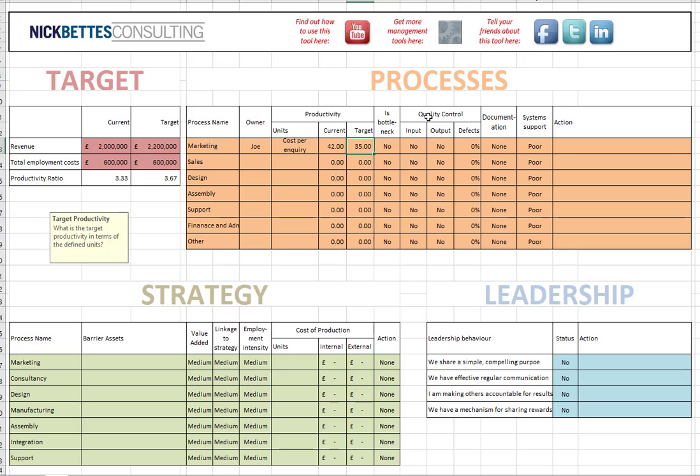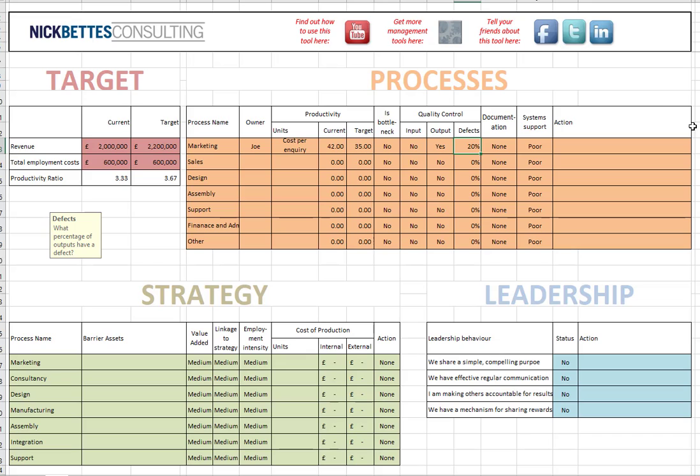Then we're going to talk a little bit about quality control for this process. Is there any input quality control? Well, no, there is not. And that wouldn't be unusual in marketing, as it kind of starts the whole process sequence within a business. Do we have any output quality control? Well, yes, we do. So that's great. And what is that output quality control? Well, we're measuring defects here, and we can see that we're running at 20% defects.